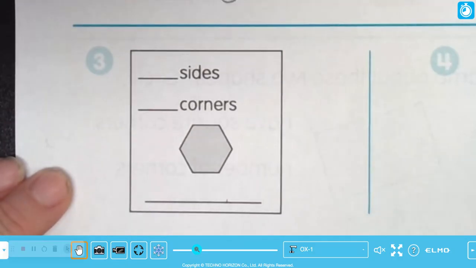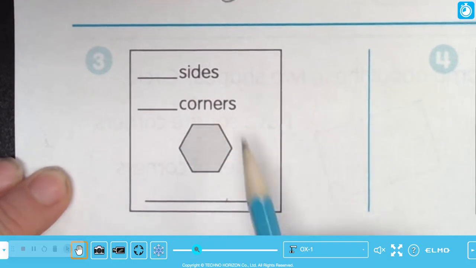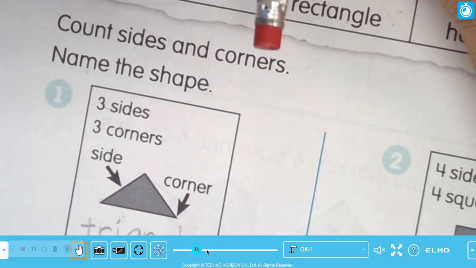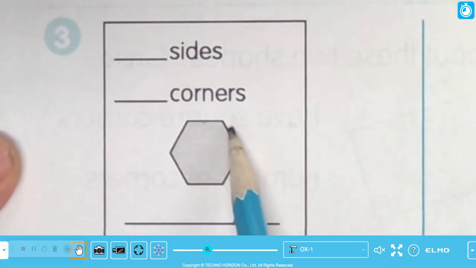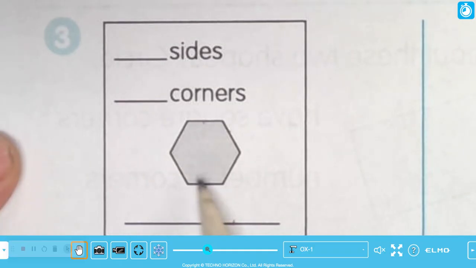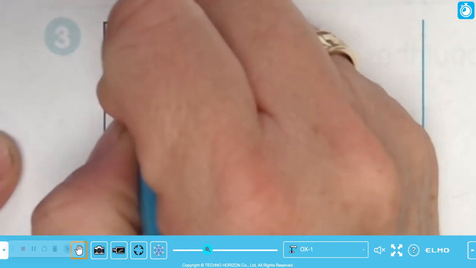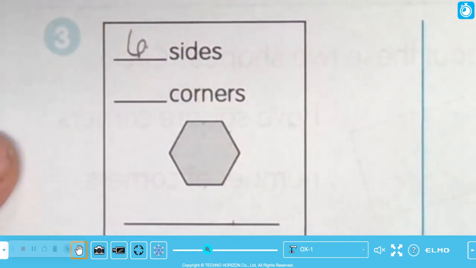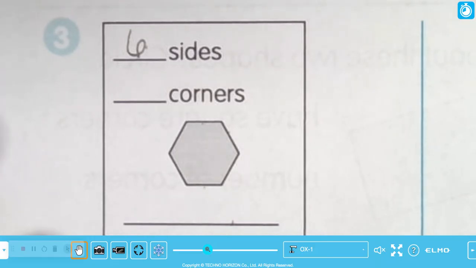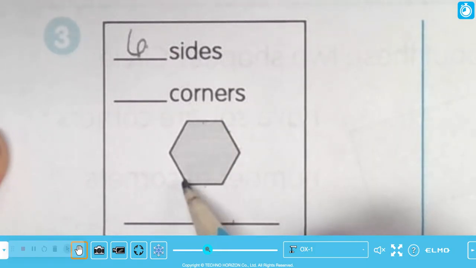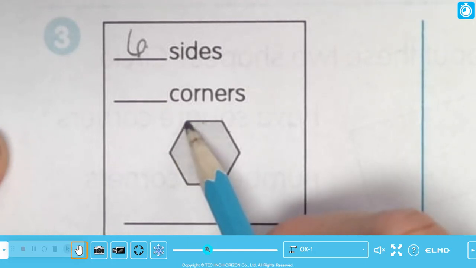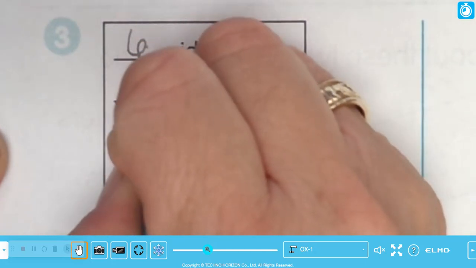We're going to go to this side. So let's count the sides on this shape. I'm going to make it a little bigger so you can see the sides. Okay, let's count the sides. 1, 2, 3, 4, 5, 6. So I'm going to write 6 right here. Okay, now we're going to count the corners. Here we go. 1, 2, 3, 4, 5, 6. 6 corners. So right here we're going to write 6 for corners.